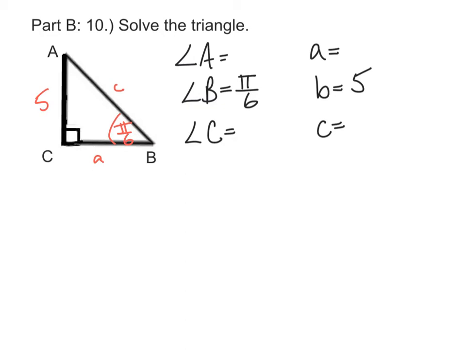Obviously, angle C is our right angle, and in radians, that means it's pi over 2. To find the third angle, we need to add all of our angles together, pi over 2 plus pi over 6 plus angle A, to end up with 180 degrees. In radians, that's pi. First, I want to simplify the sum of these two angles, so I need common denominators. And pi over 2 is 3 pi over 6 plus 1 pi over 6.